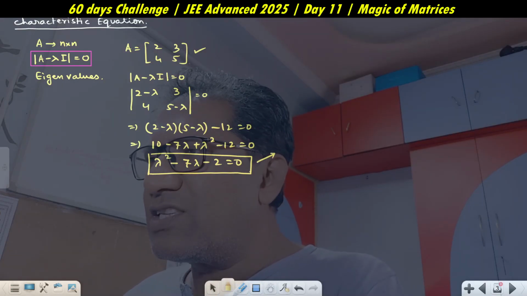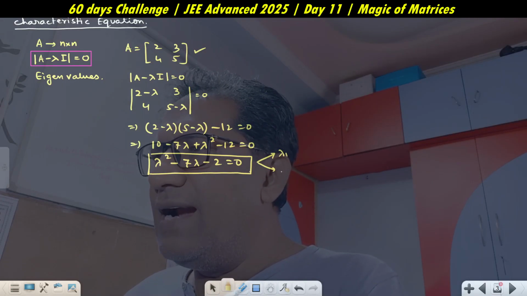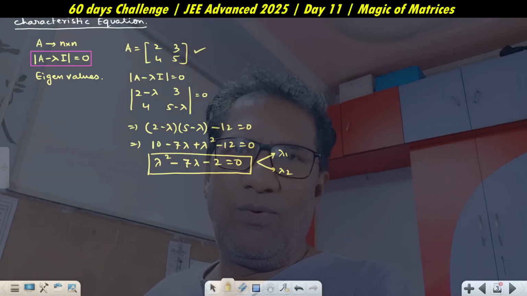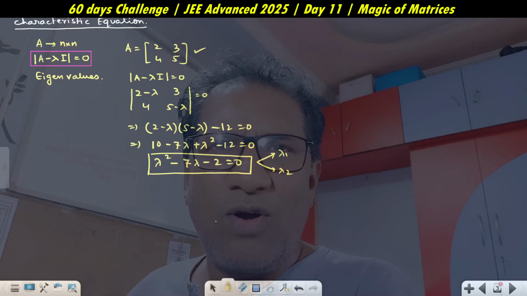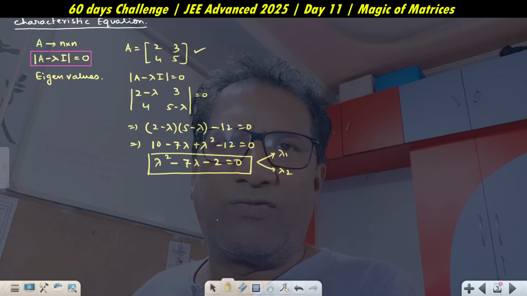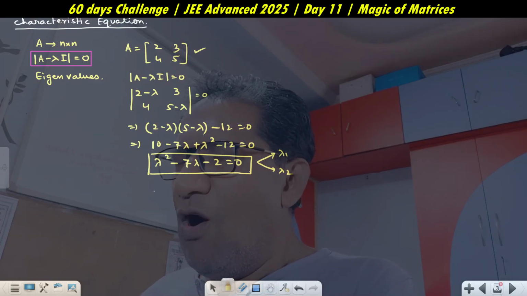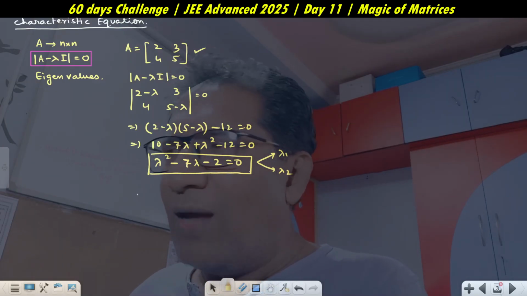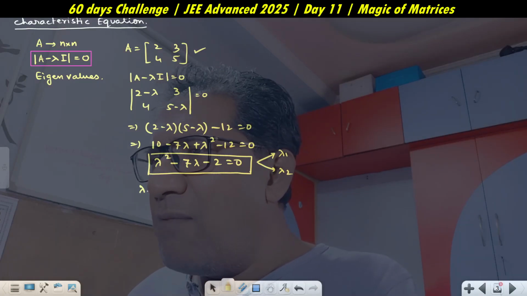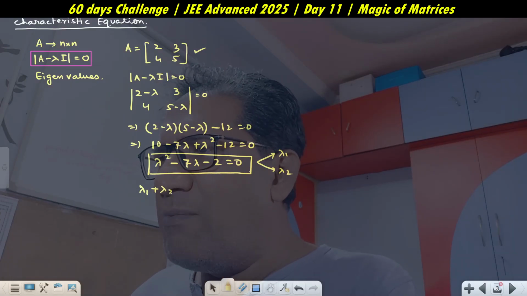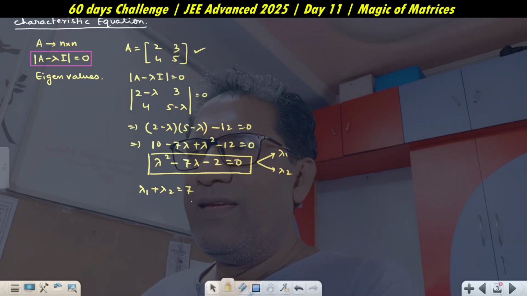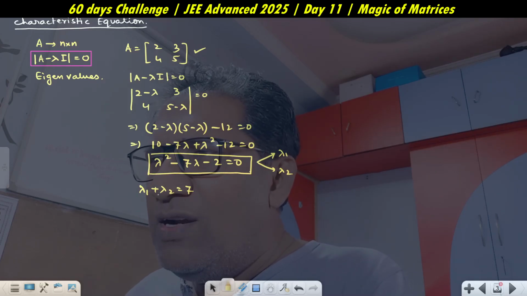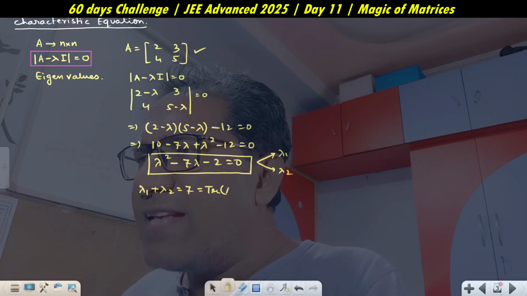Now, it has two roots, lambda 1 and lambda 2. These two values are, as I told you, called eigenvalues of that matrix. Okay, so now observe one thing. The sum of the two roots, in this case, is 7. You observe carefully that lambda 1 plus lambda 2 is coming to 7, which is nothing but the trace of matrix A.